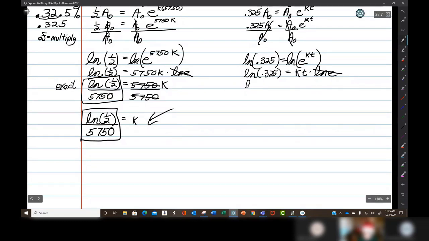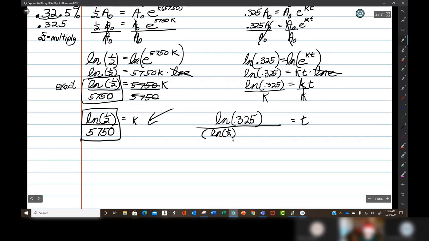So now this is what I've got, the ln of 0.325 equals K times T. I know what K is. So to find T, I'm going to divide both sides by K. Over here, the K's cancel. So now here is what I know that T equals. The ln of 0.325 over parentheses, the ln of 1/2 divided by 5750. And I put the extra parentheses in there because that's what we're going to need when we calculate that answer.